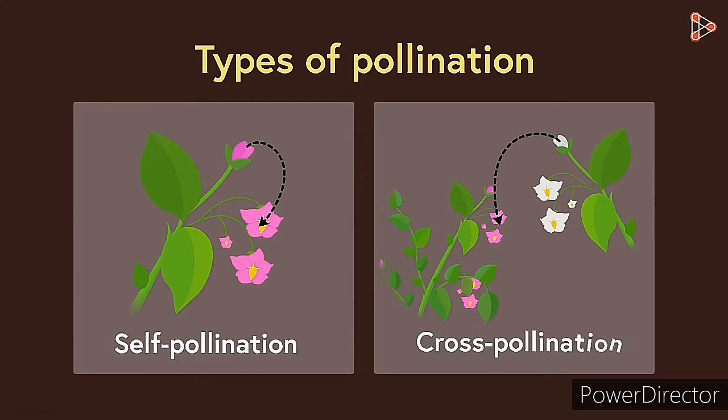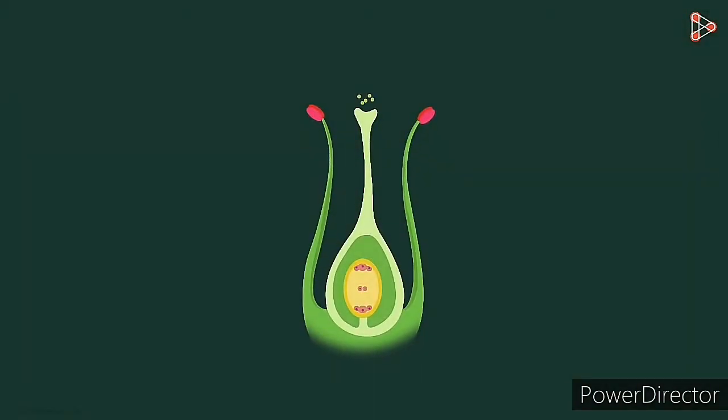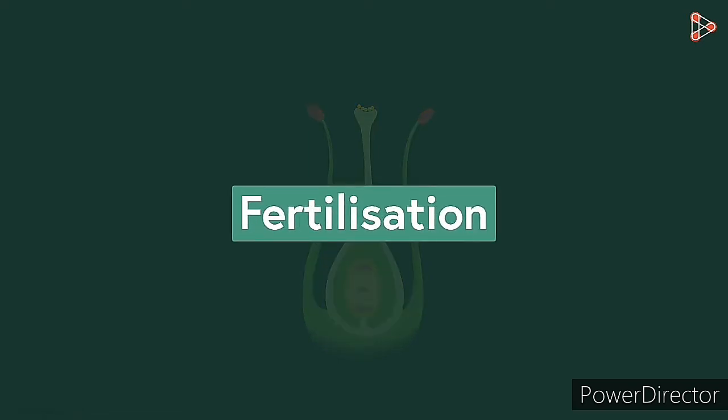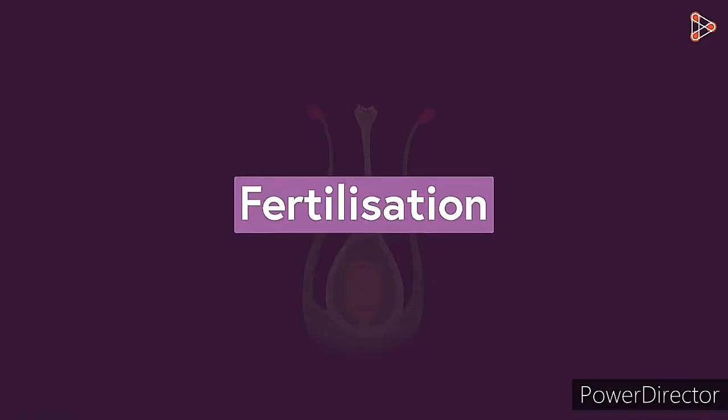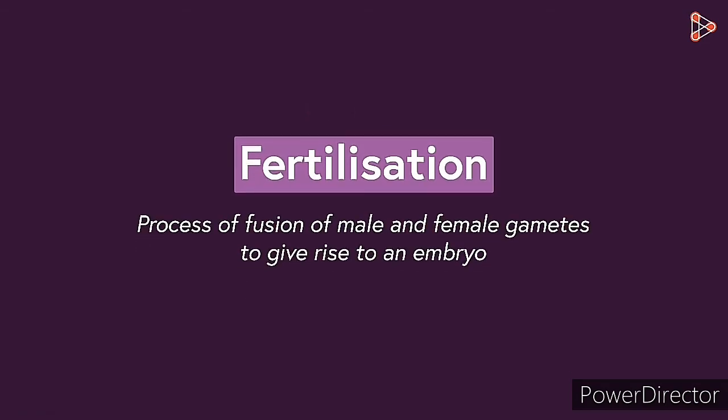Now, let us see what happens after pollination. The next and most important step is fertilization. Now, what is this process exactly? Let's watch in detail. Fertilization is a process of fusion of male and female gametes to give rise to an embryo.